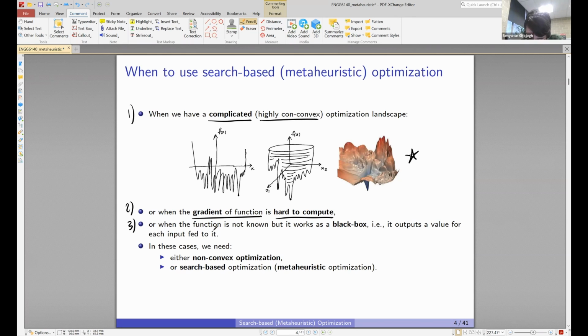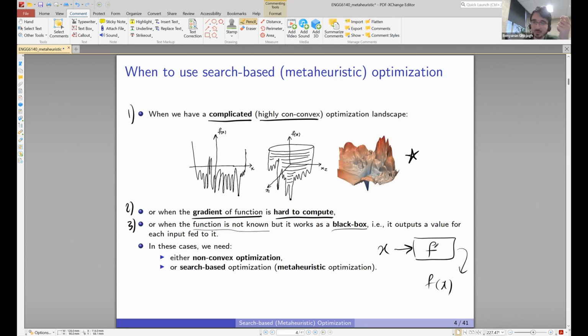The third case is when the function is not known, but it works as a black box. So we have the function, we don't know what is inside it, how it is implemented, but we know that whenever we feed some input to it, it gives us some output. It's similar to reverse engineering. In reverse engineering, we have a system but we don't know how it is implemented, but we can feed different inputs to it and get outputs, and based on the outputs, we can guess how it is implemented inside. So it's like a black box.